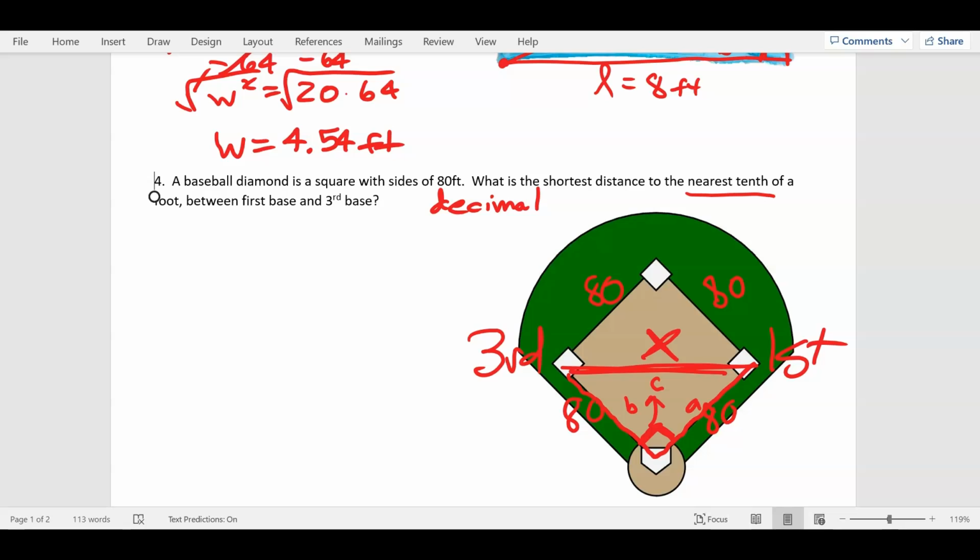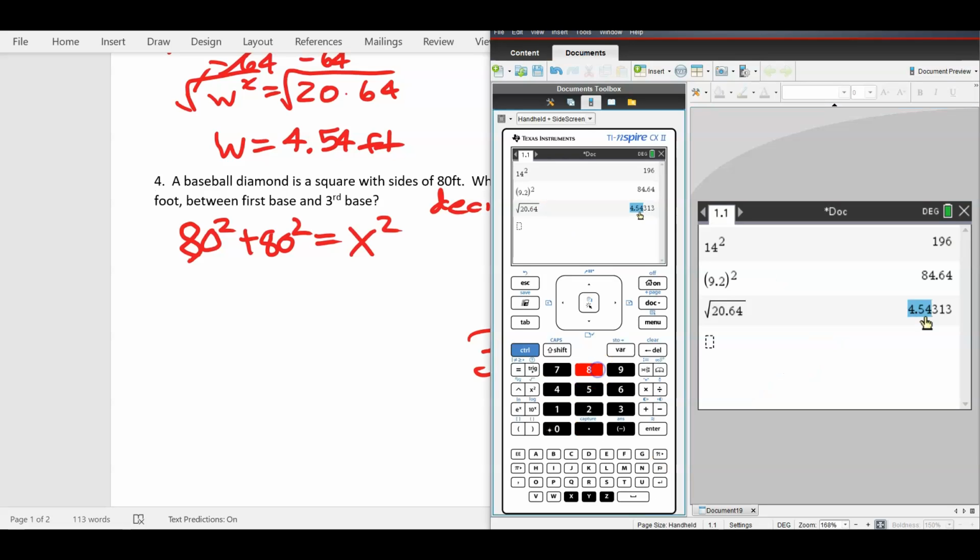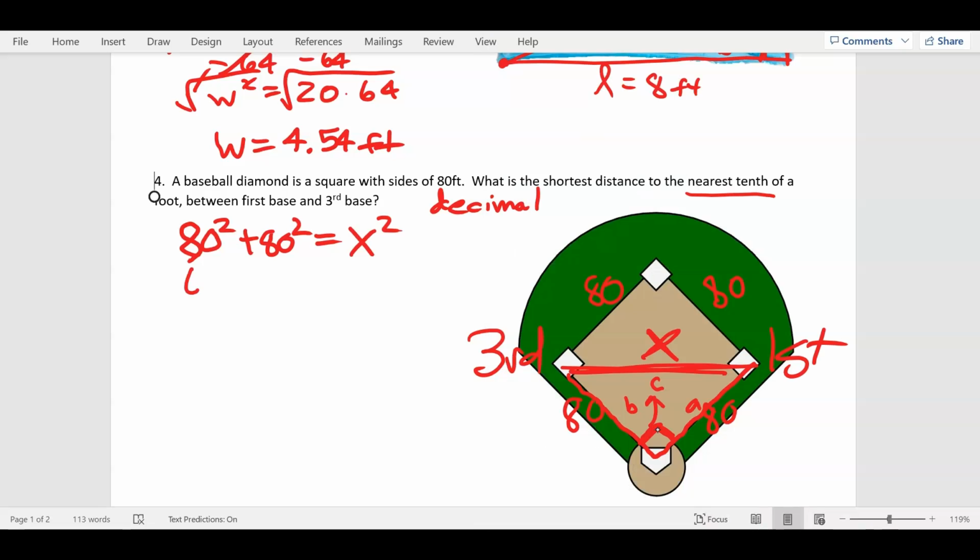Cool. Let's set this up as Pythagorean. So A squared plus B squared equals C squared. 80 squared plus 80 squared equals X squared. Okay. What is 80 squared? 80 squared is 6,400. 6,400 plus 6,400 equals X squared. Well, if I add both those up, I get 12,800. And my last step is to square root both sides.